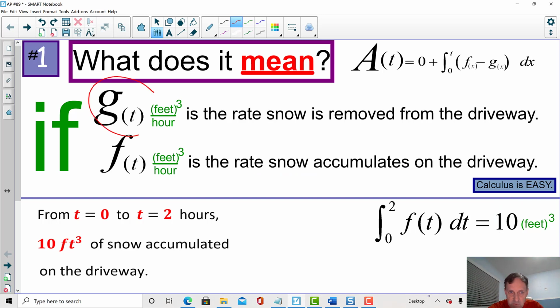Notice we did not use G. So G is the rate that snow is removed from the driveway. So we're not talking about that. So we definitely do not want to say that that's the amount of snow on the driveway at time t equals 2 hours. That would be wrong. This is just the amount that was accumulating on the driveway. We're not considering the amount that was removed, and we're also not considering the starting amount.